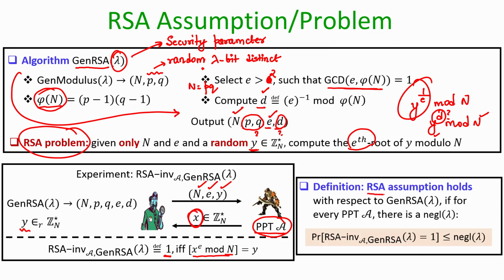And we say that the RSA assumption holds with respect to the Gen RSA algorithm if for any adversary, any algorithm who is given a random instance of the RSA problem, the probability that he can solve the problem instance, or he can come up with the correct x without the knowledge of the prime factors and d and phi of n, is upper bounded by some negligible function in the security parameter.